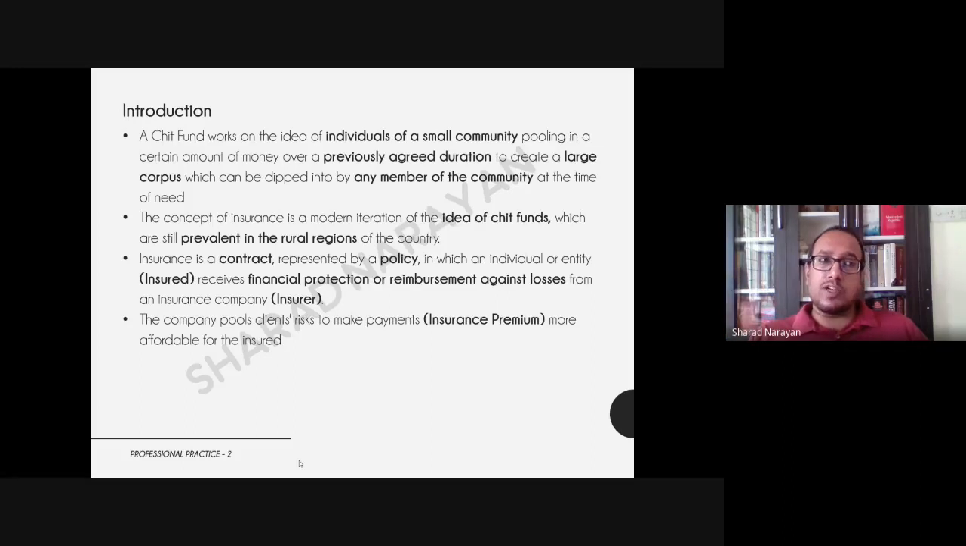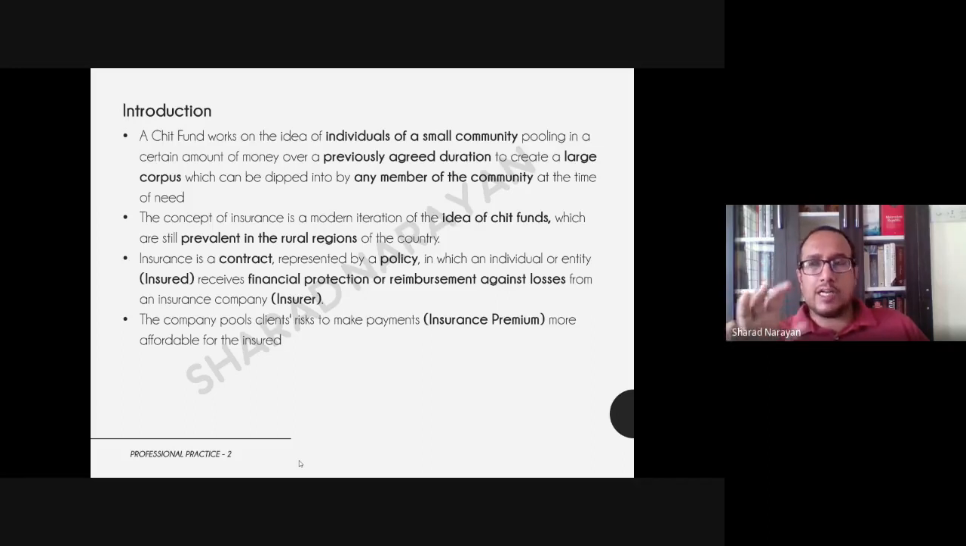So that is a corpus of nearly 12 lakhs, which can be created for a particular corpus. Okay. Now, 12 lakhs can be considered as the amount of money that you can gather from a community size of around 1,000.